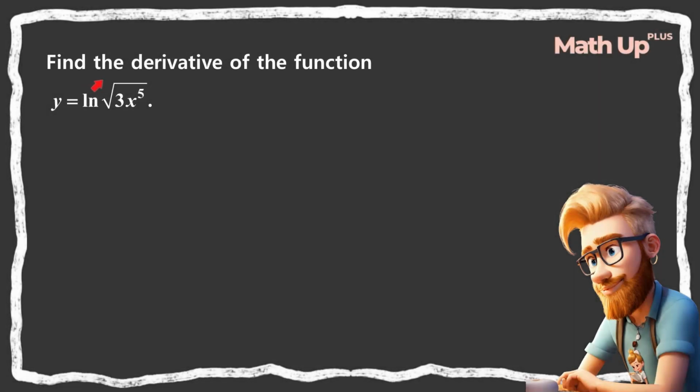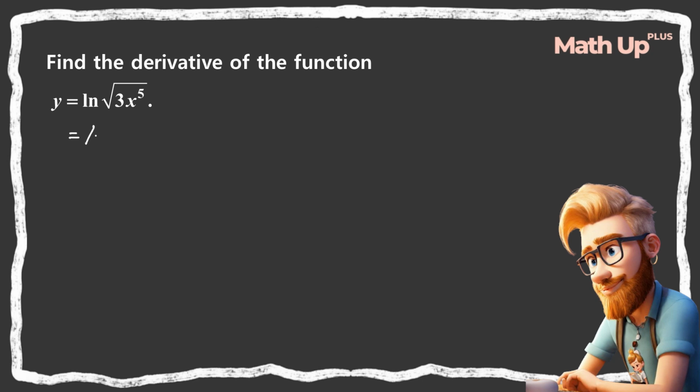The question is to find the derivative of the function. We have y is equal to natural log square root of 3x to the 5. We have log here and a quite complicated expression here, right? Then we can always use the property of logarithm before we find our derivative.